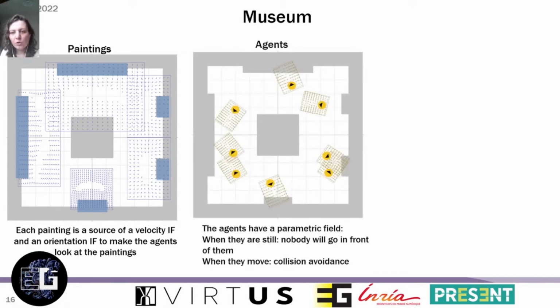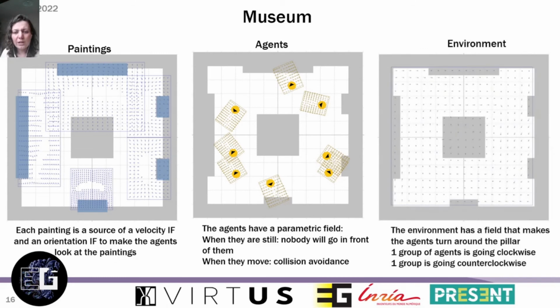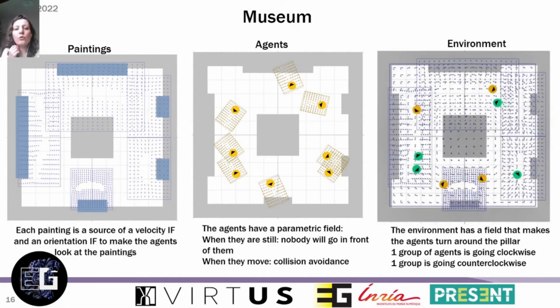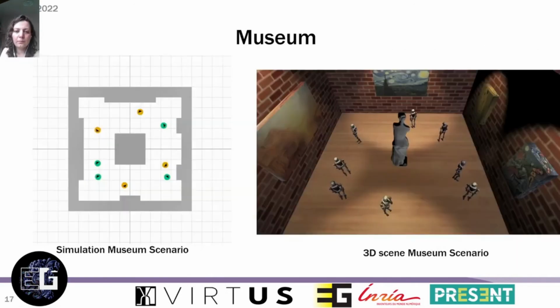Each agent also has a parametric field that makes the other agents step aside from their field of view when they stop, meaning that they are looking at a painting, and when they move around, a small field only ensures collision avoidance. Finally here, the environment is a source of velocity field that makes one group of agents circulate clockwise and another group of agents circulate counterclockwise.